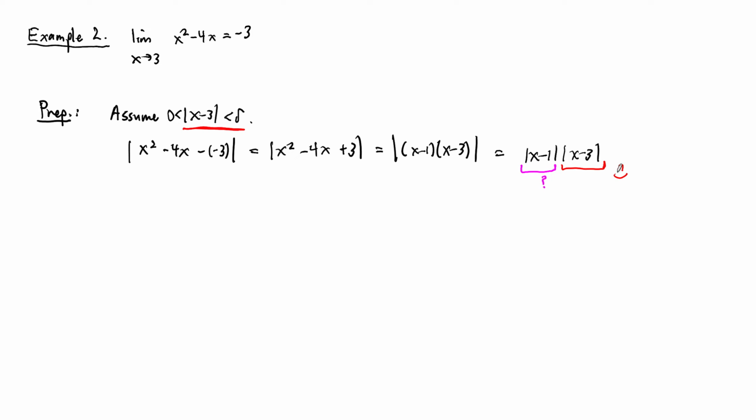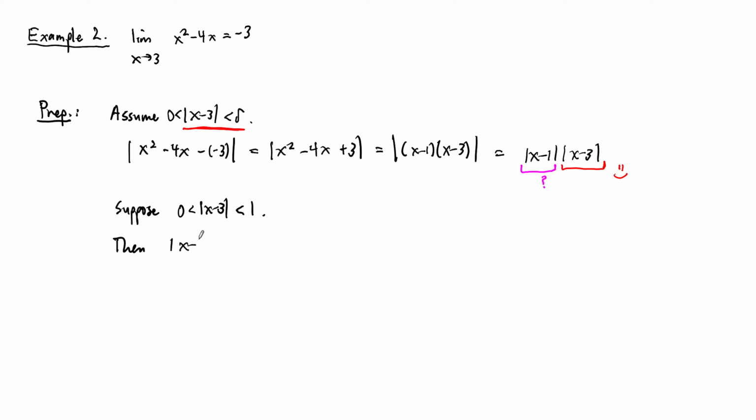So what we do then is we just make an arbitrary choice. Let's say, suppose that our x minus 3 is less than 1. So this distance is less than 1. Why 1? Because it's a nice number to work with. You can actually choose any number you want here at this point. But suppose x minus 3 is less than 1. Then what happens to x minus 1?